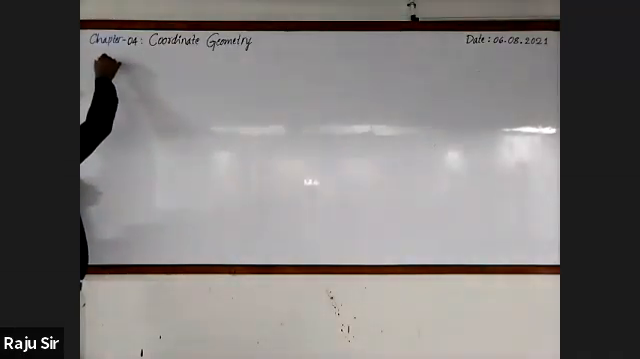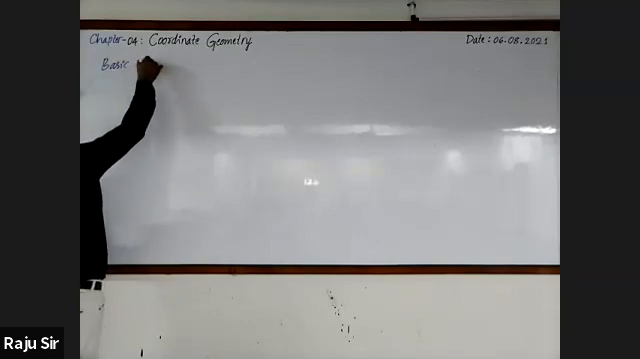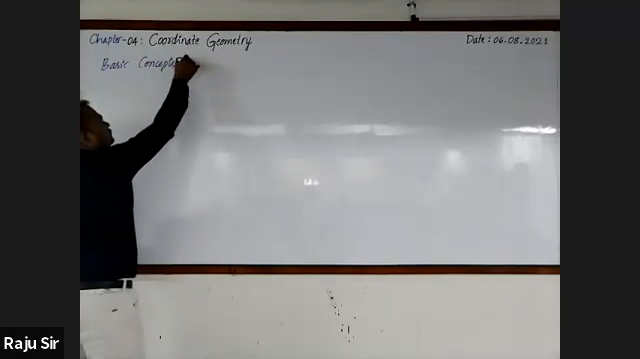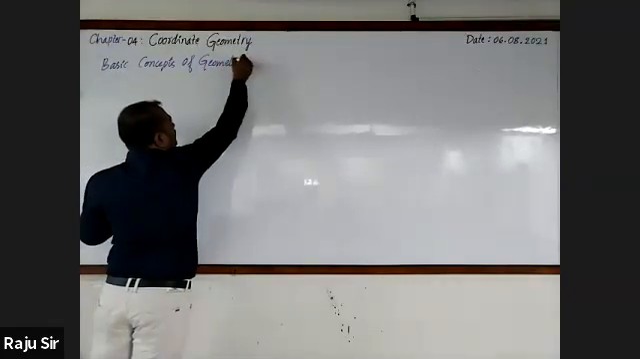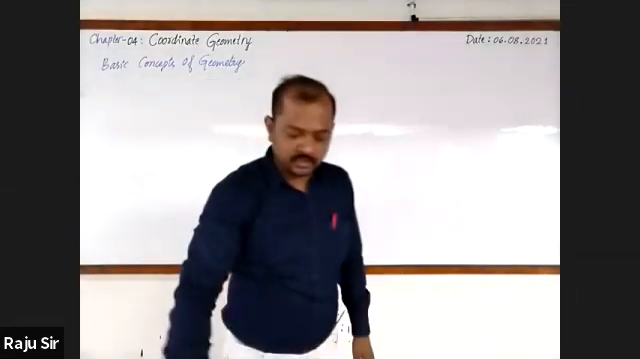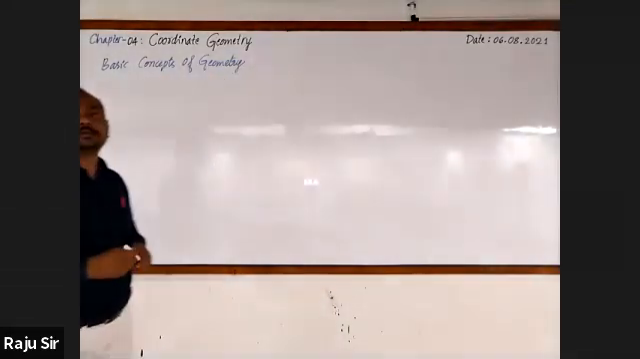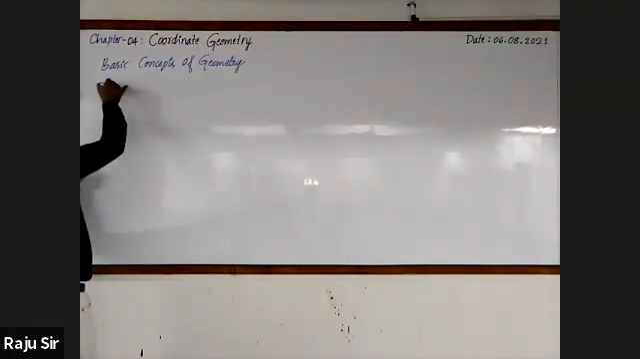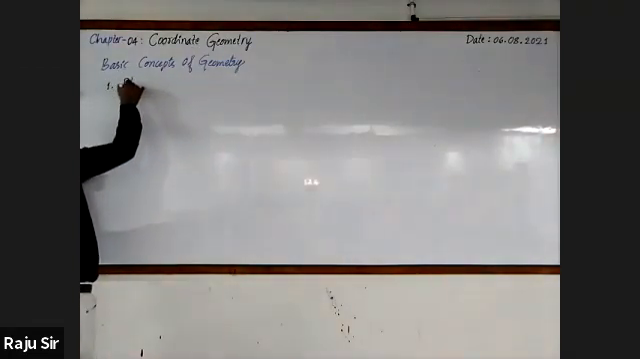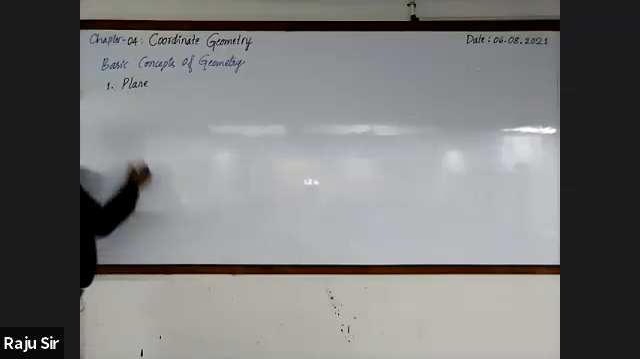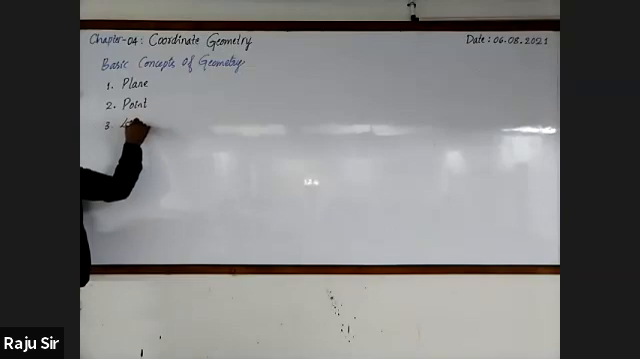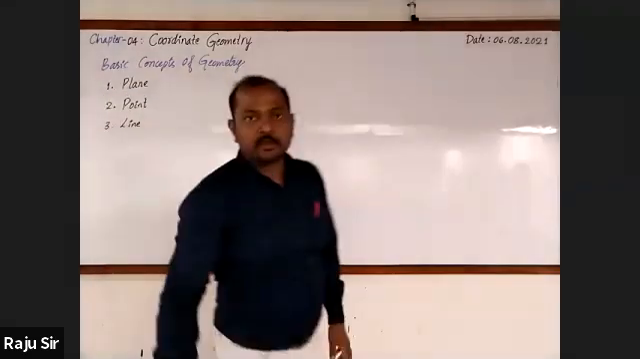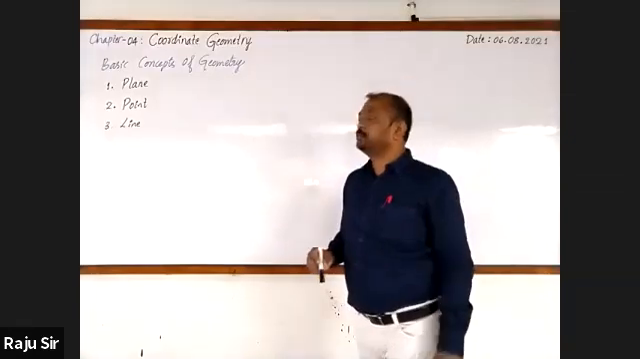Right. Side heading: basic concepts of geometry. What are these? First one is plane. Second one is point. Third one is line. Plane, point, and line.